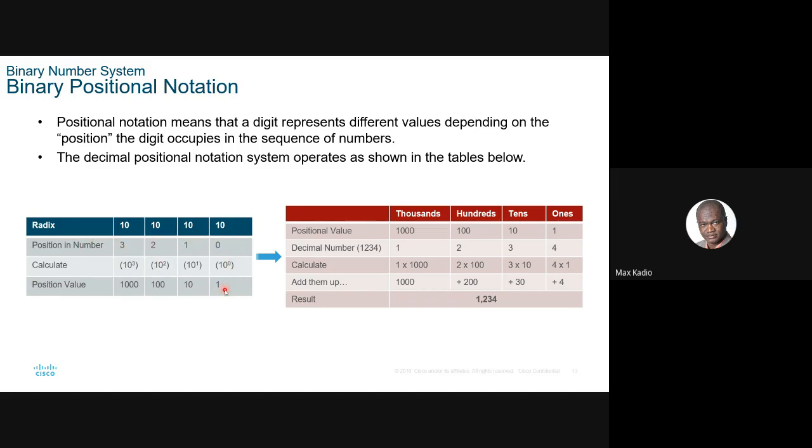So now what is the value? 10 to the position 0, 10 to the power of 0 is 1. 10 to the power of 1 is 10. 10 to the power of 2 is 100. So I think this one we did in primary school, no? Or high school.